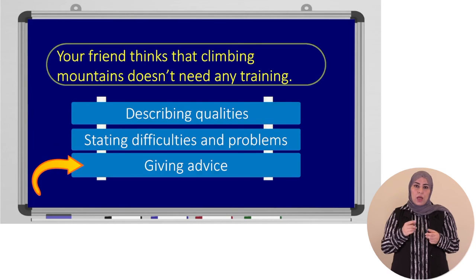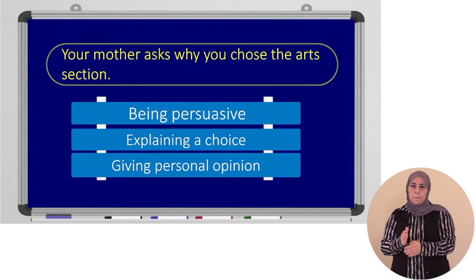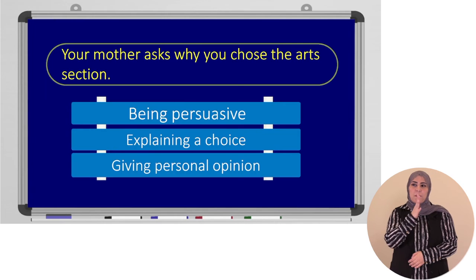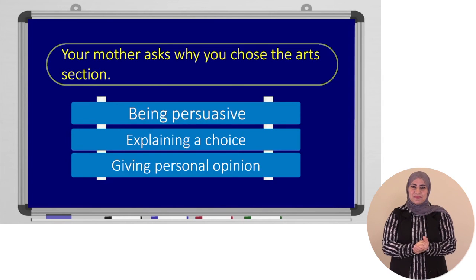or describe qualities. So you could say, I disagree with you. I think climbing mountains needs lots of training. Or you can say, I advise you to train if you want to climb a mountain. You can use any sort of answer as long as you are ready to write it down in a clear, accurate form. The second example here, your mother asks you why you chose the arts section. So someone's asking you, why are you studying arts? What do you answer? You give them your answer.